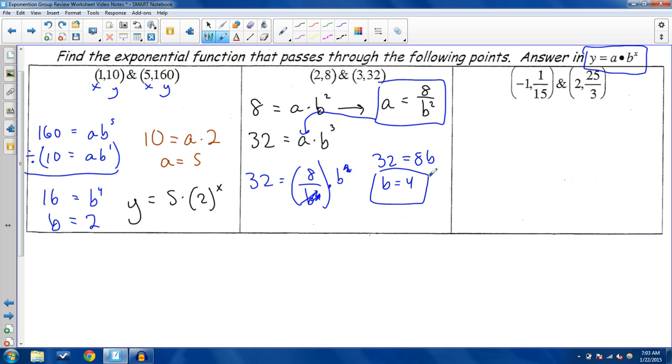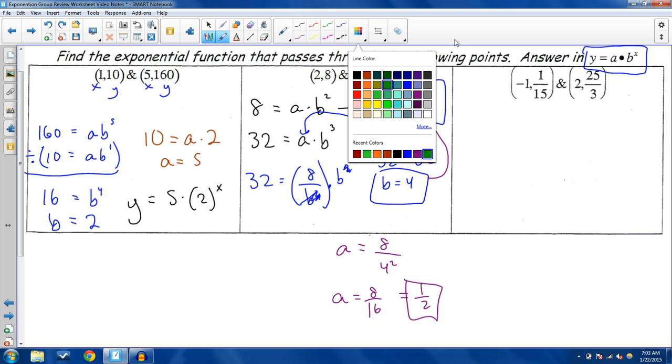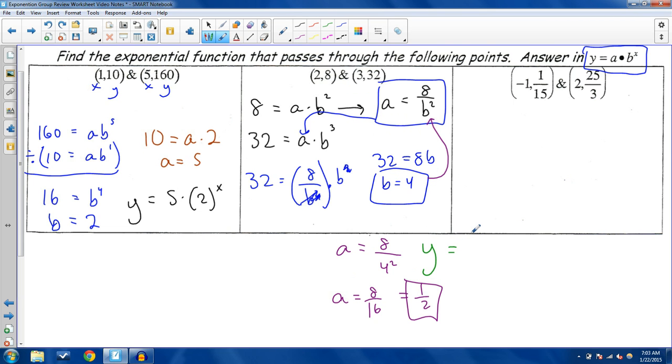Now that you have b equals 4, I can reinsert this back into my equation for a. Now that I have something to solve for a, I don't have to plug it into one of these equations. I can insert it right into there, and I'll get a equals 8 over 4 squared. A is 8 over 16, so a is 1/2. So my final equation then is y equals 1/2 times 4 to the x power. Okay, and there was that one right there.